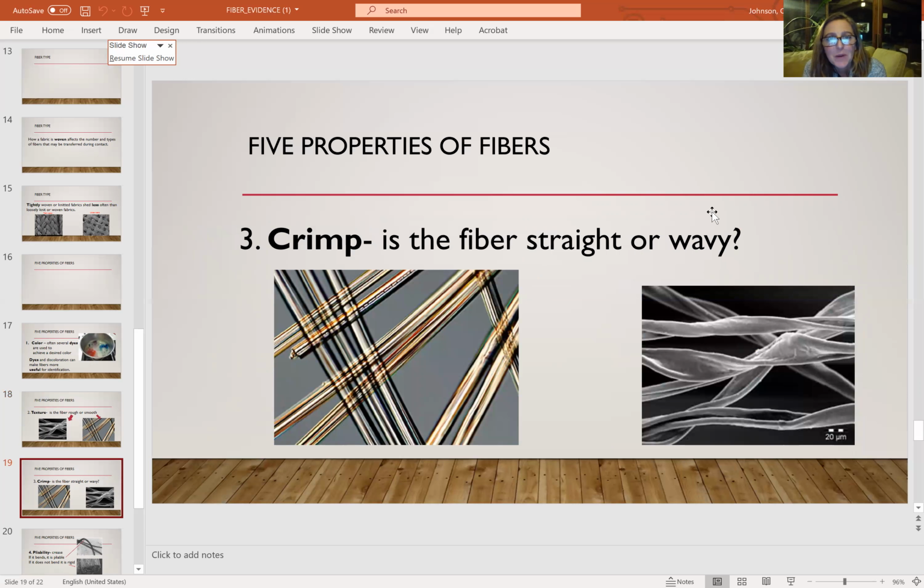Next property is called crimp, and crimp is looking at whether or not the fiber is straight or wavy. Something that has a lot of crimp to it is going to be very wavy. It was a huge fad probably in the 90s where girls were crimping their hair. They had a crimping iron, and it didn't give your hair curls. Instead, it gave your hair like these little peaks up and down. So you can see the fabric on the right has a wavy crimp.